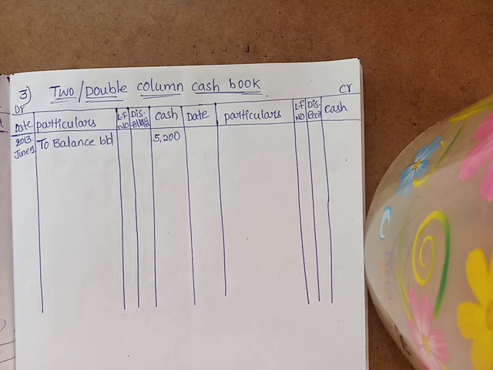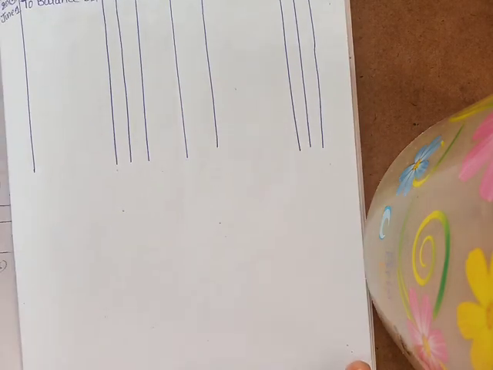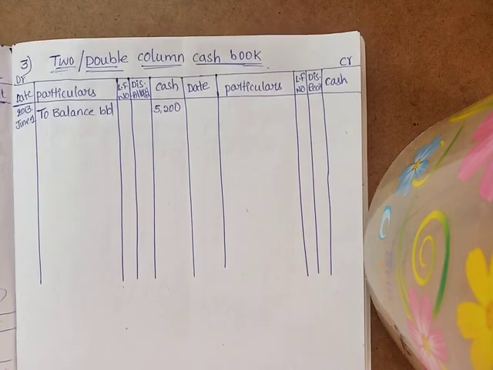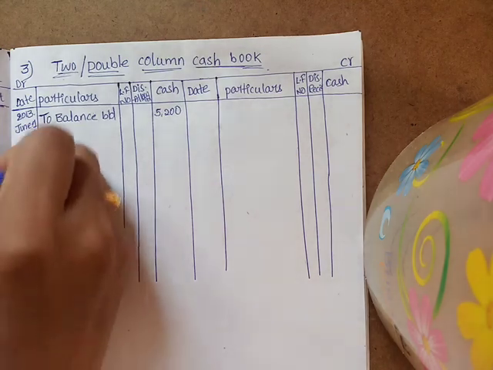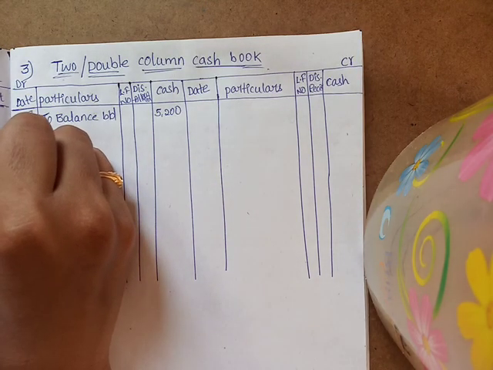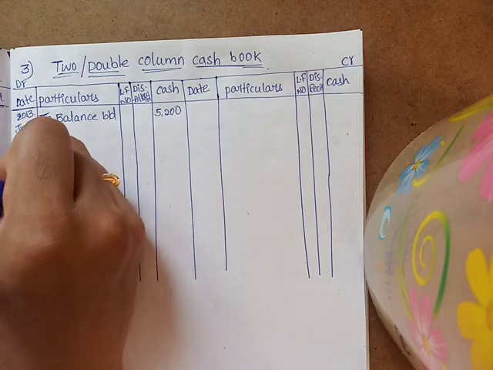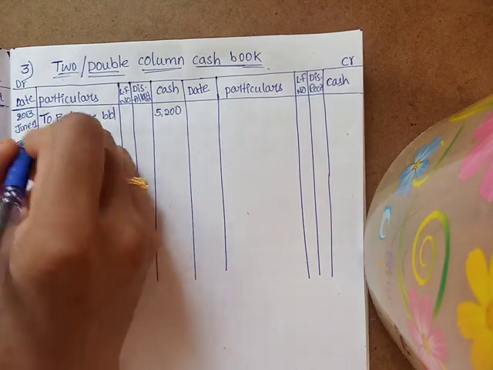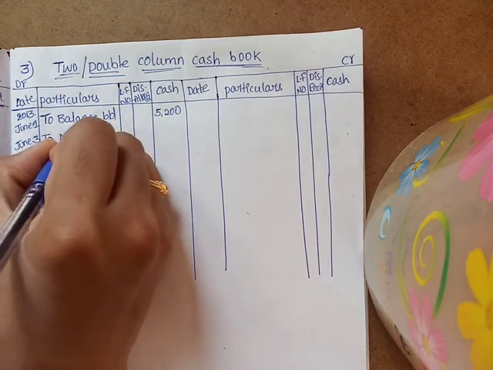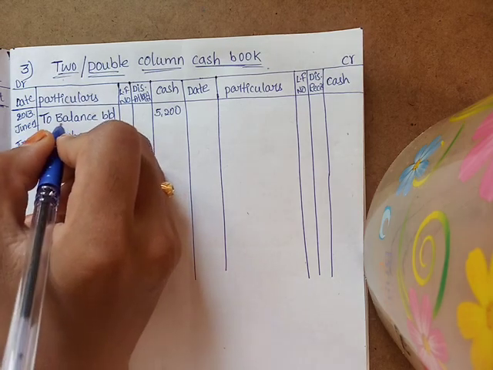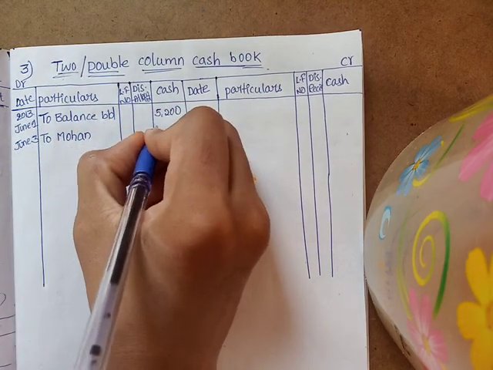Next is received cash from Mohan. What is the entry for this received cash from Mohan? Cash account debit to Mohan account. So which side is getting cash? Debit side. So on the debit side, June 3rd, to Mohan, amount is 2200.